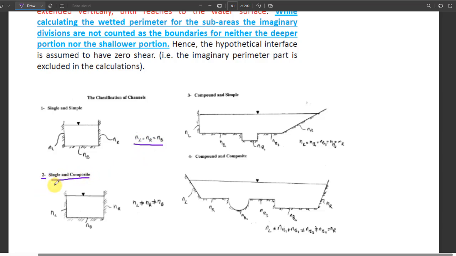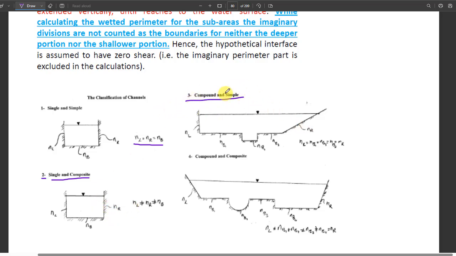Now case 2, single and composite. So single, again single for what? Single for N. Single for the cross-section shape, and composite in terms of N. It means each member has different N value.